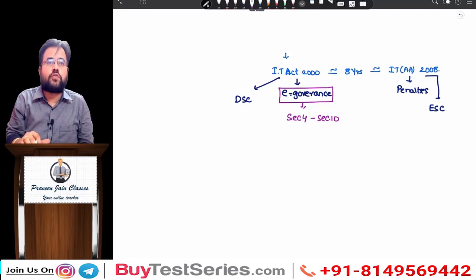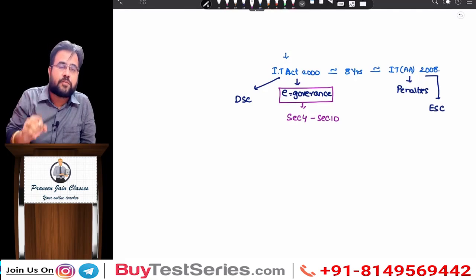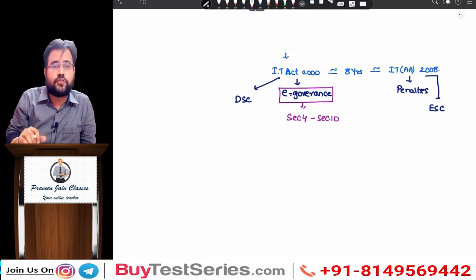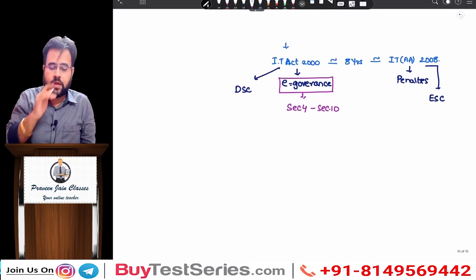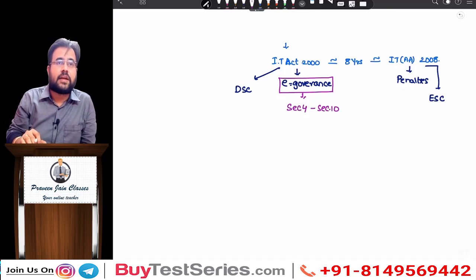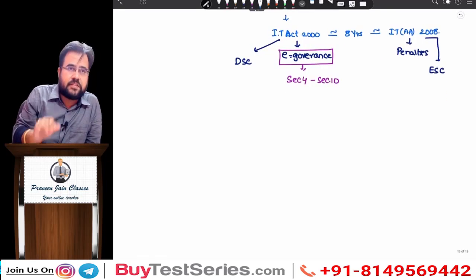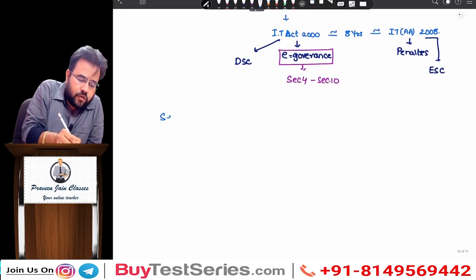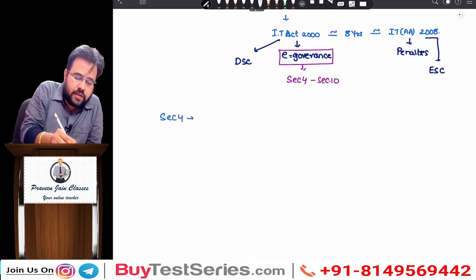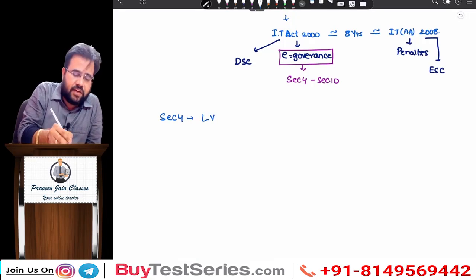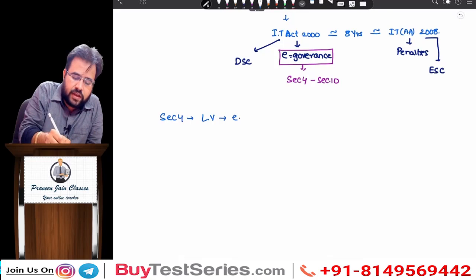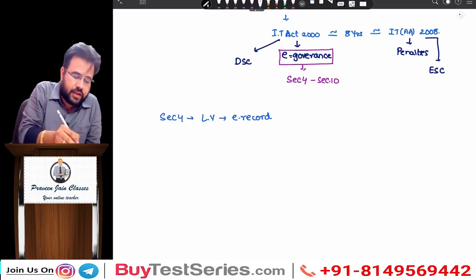Section 4 to section 10, for CS Professional and CS Executive students, we have to remember these section numbers. Section 4 to section 10 talks about electronic governance. Very simple, let us try to understand. What is section 4 talking about? Section 4 is giving legal validity to electronic record.